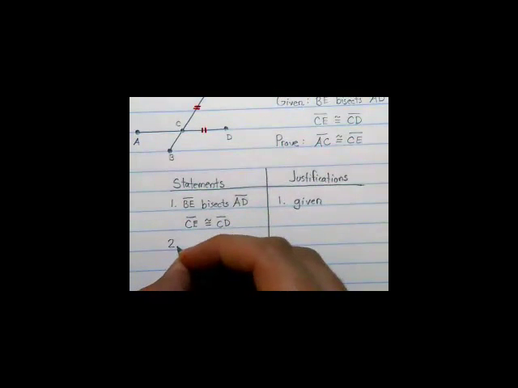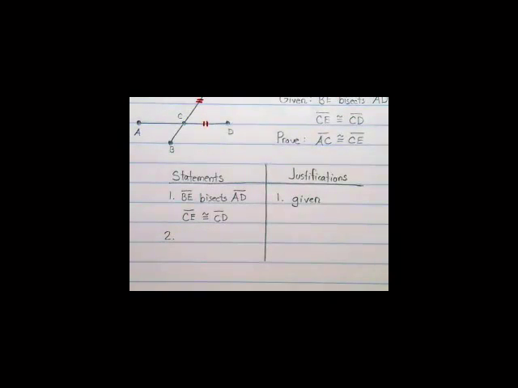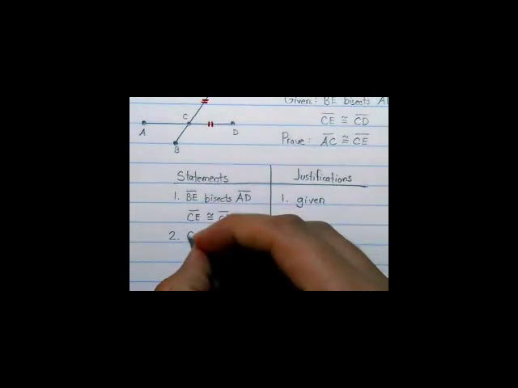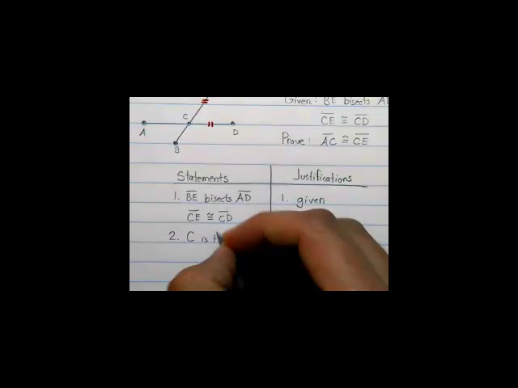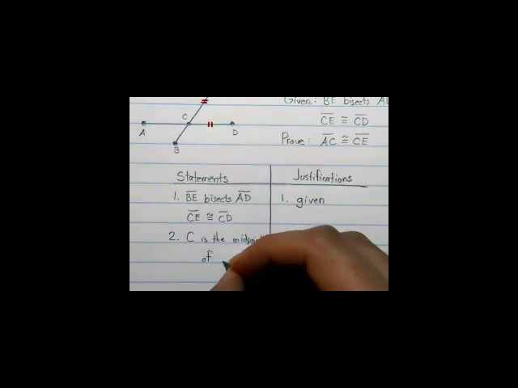What was the next thing that you guys told me? I asked you, let's start with bisection. What does that tell us? Okay. So that's exactly what I'm going to write. C is the midpoint of AD.